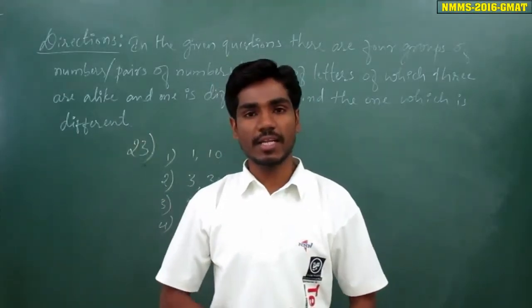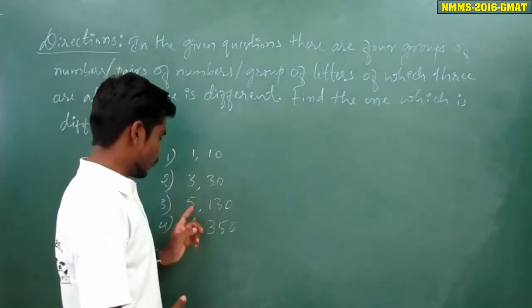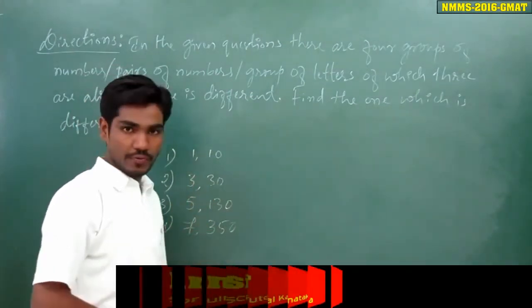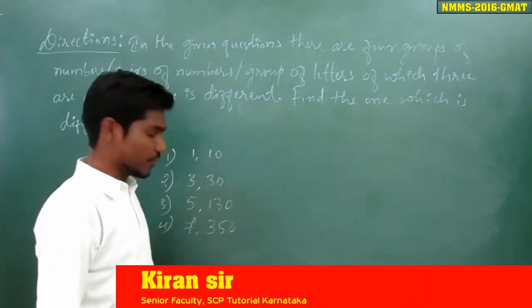Well friends, here is another problem. The problem is 1-10, 3-30, 5-130 and 7-350. Now out of these four numbers, 3 will be alike and 1 is different.